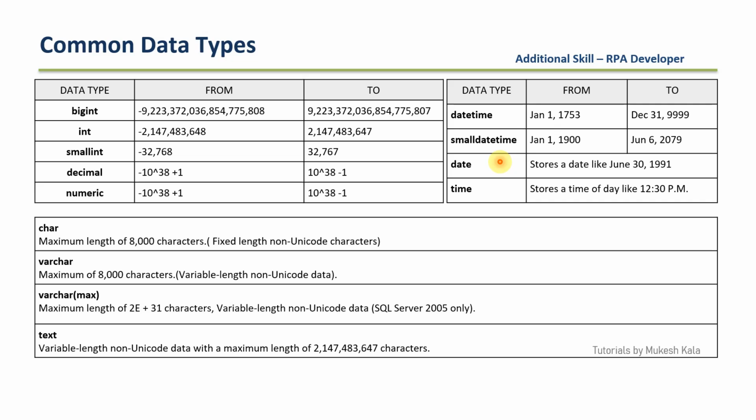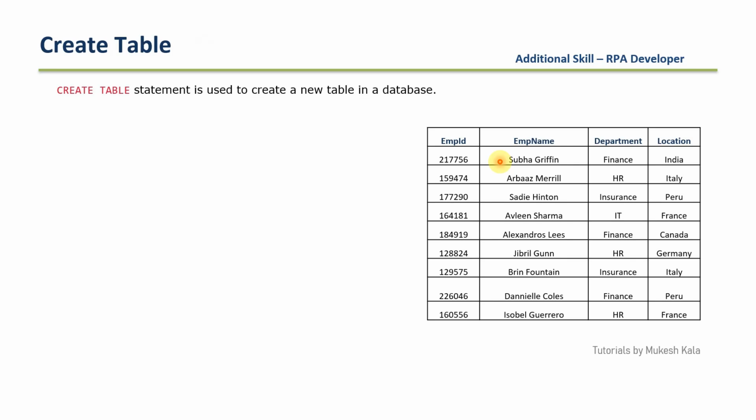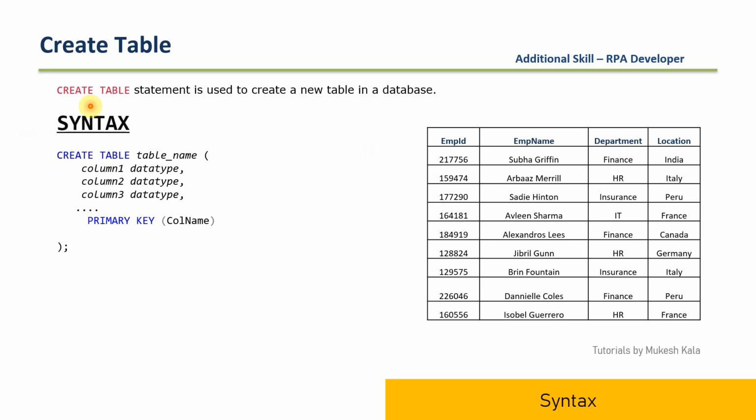Now that we have understood what exactly a table is and what the common data types are, let us see how I can create a table. So let's try to create the table which we saw on the first slide. In the SQL world, we have a statement called the create table statement. The create table statement is used to create a new table in the database. If I have to create the table we are looking at on the screen, we can use the create table command. The syntax for the create table command is absolutely simple.